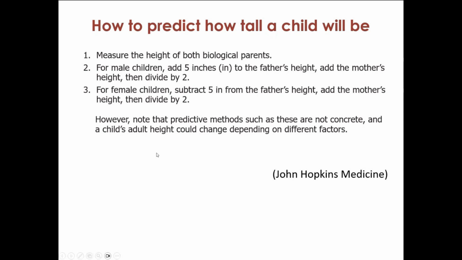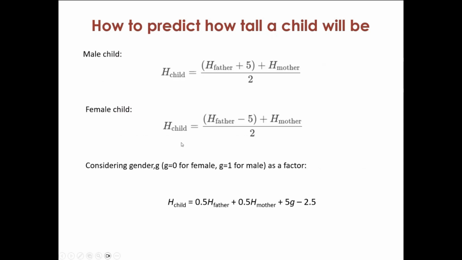So let's look at how we can turn this to a formula. Now, a male child, as mentioned by the algorithm just now, if a male child, the father's height plus 5 inches plus the mother's height divided by 2. If daughter, you minus 5 inches from the father's height. Again, repeat the same thing. If we want to consider gender as a factor, then this is what is going to happen.